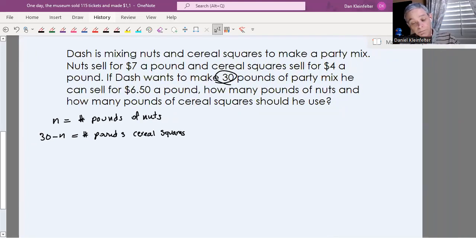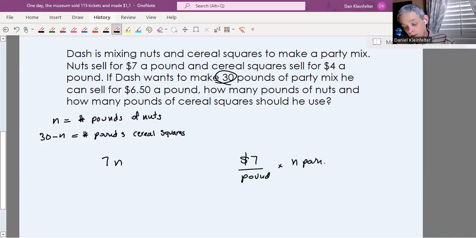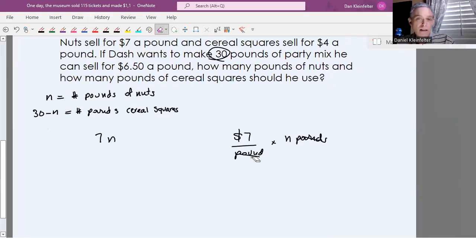Okay, and so the calculation is going to be about the money that he's going to spend to make this mix. The nuts sell for $7 a pound. So how much money is spent on nuts? It'll be $7 a pound times the number of pounds. Notice that the units here have to match. It's $7 per pound, and we're multiplying that by N pounds. So the units end up being dollars. Dollars a pound times pounds will give you an answer that is in dollars.